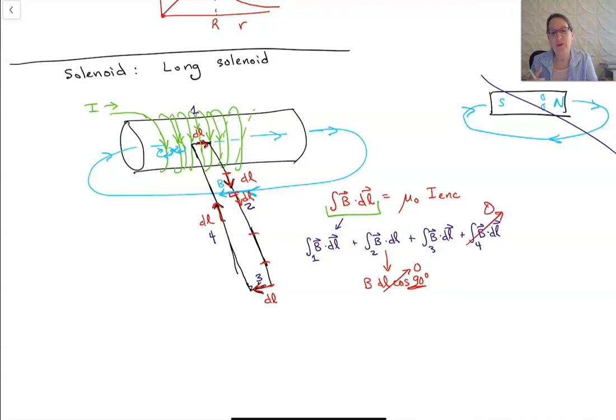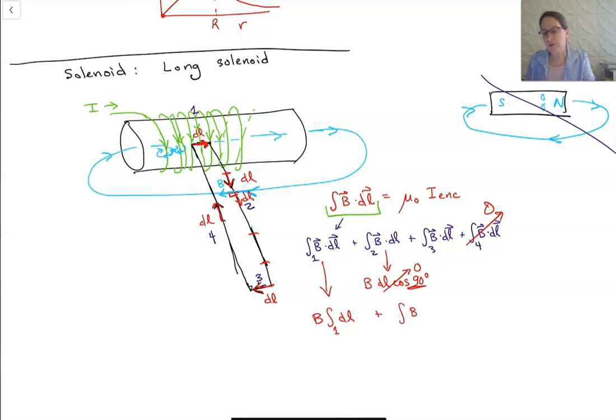Same argument for side 4, of course. So now I only have to do 2 of them. And side 1 is pretty easy. dl is in the same direction as B, right? And by some symmetry, we could say, hey, the magnetic field, if we're in the middle and it's a very long tube, the magnetic field along this little piece of wire is basically going to be constant. So I can say this is B along 1 dl plus now B3.